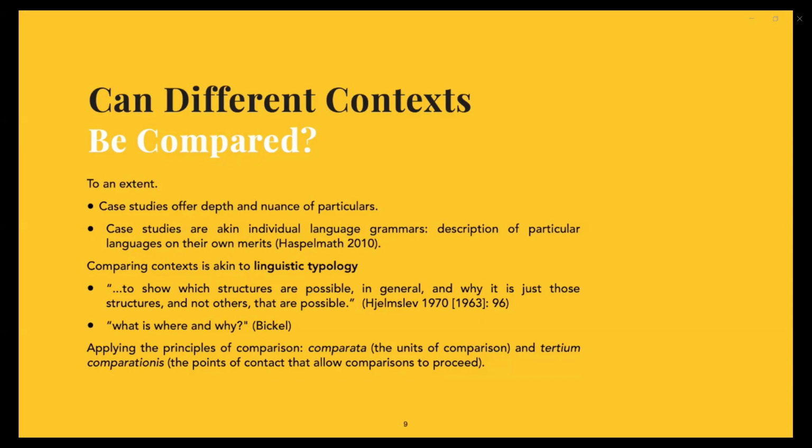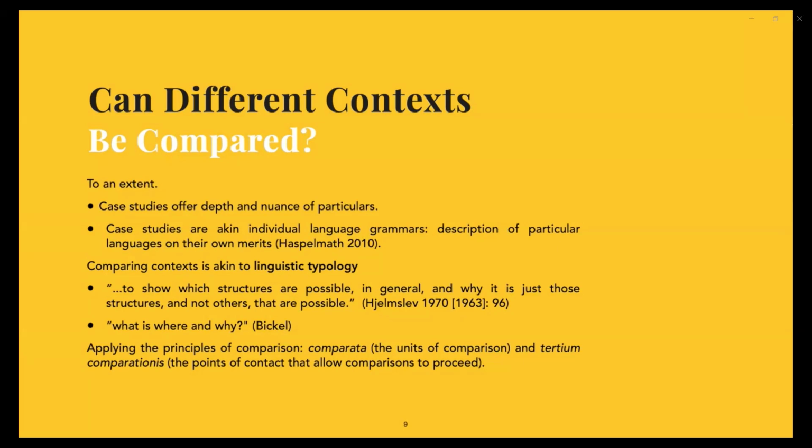So if linguistic typology's goal is to show which structures are possible in general and why it is just those structures and not others that are possible, we can say sociolinguistic typology's goal is likewise to answer what is where and why, under what circumstances. So in order to do a comparison of any kind, we want to invoke the principles of comparison. You want to have the comparator, that's the units of comparison, and a fancy Latin term, the tertium comparationis, that point of contact that allows the comparison to proceed.